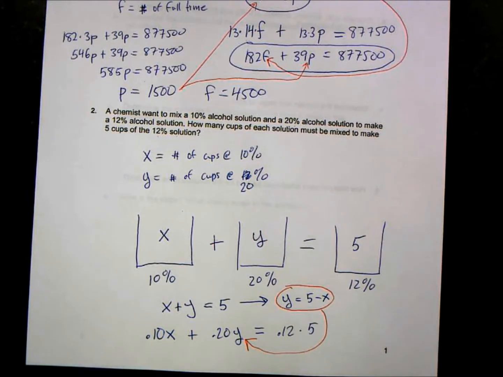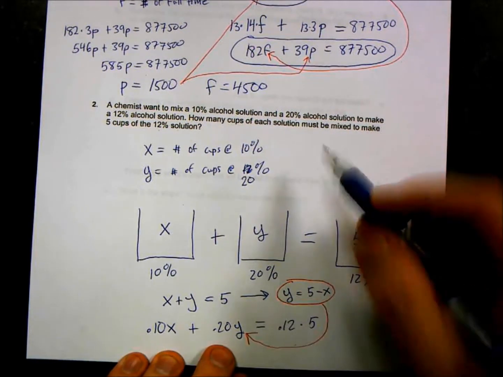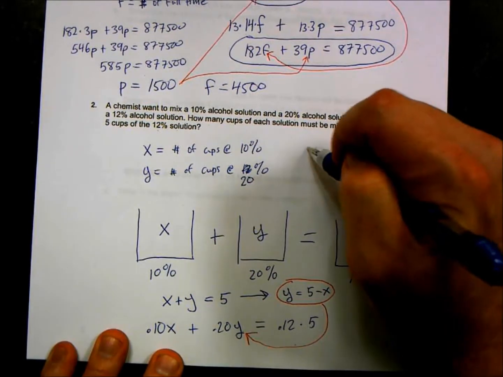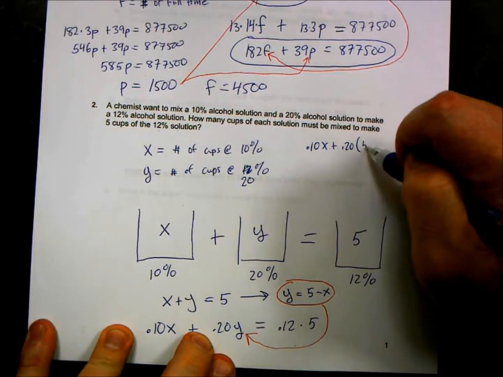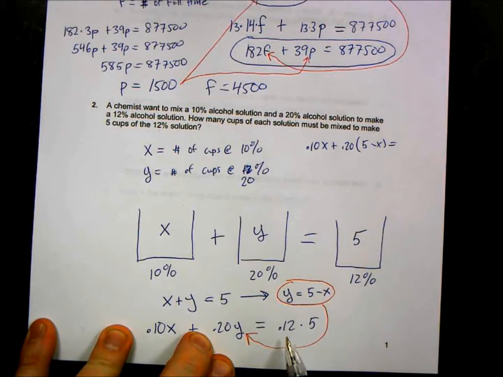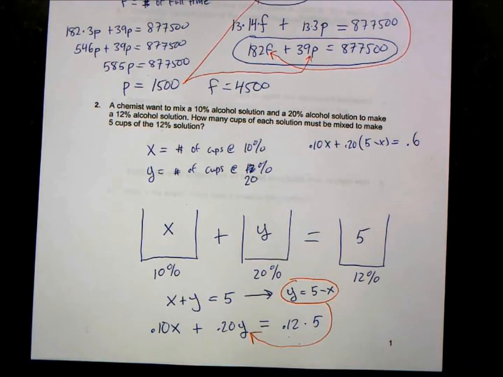Okay, so I'm going to plug that in. I got to go up here because I'm running out of room. 0.10x plus 0.20 times 5 minus x equals 0.12 times 5. That happens to be 0.6. So I'm going to go ahead and simplify that while I'm here too.